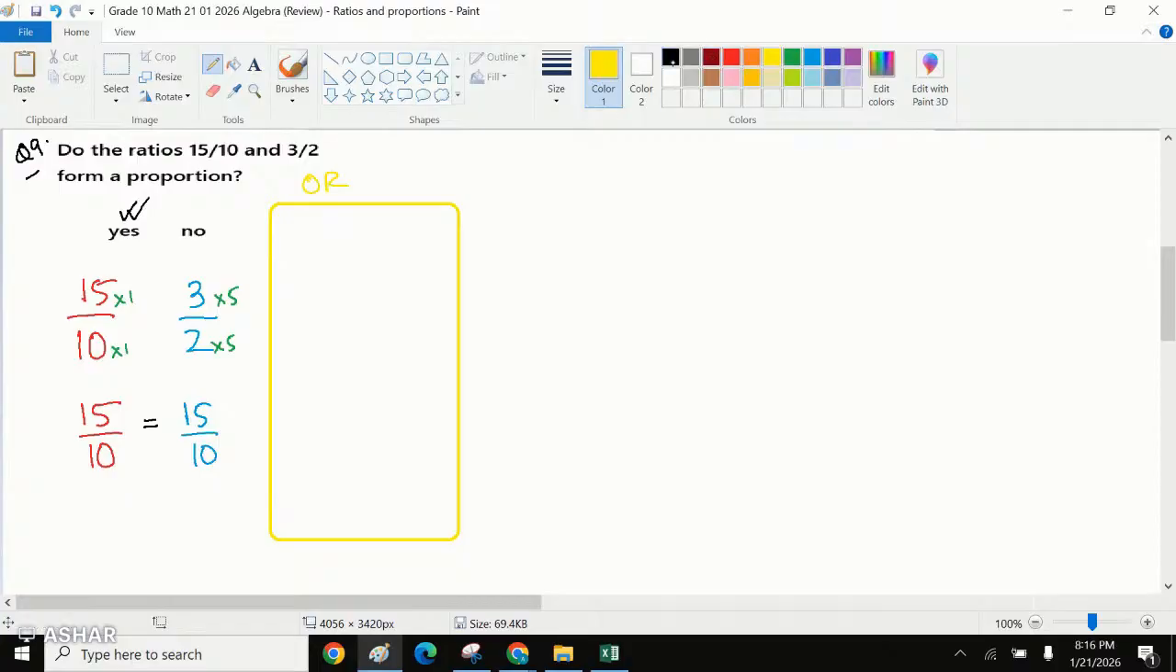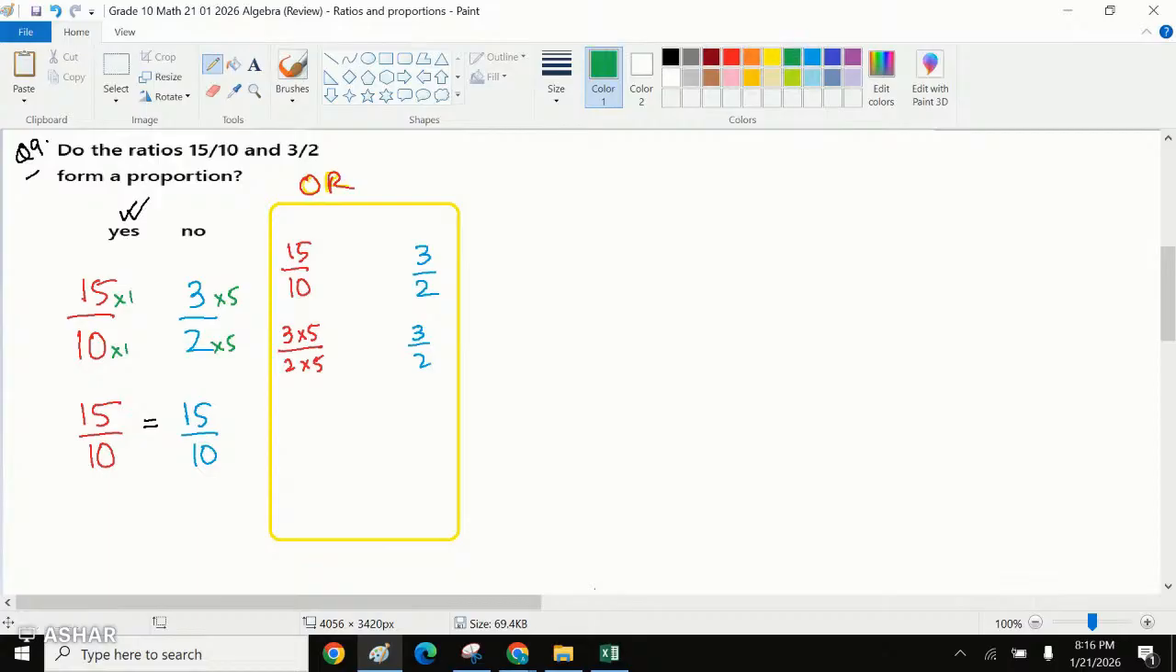If I would say the first number was given as 15 upon 10 and the second number was given as 3 over 2. Can 15 upon 10 be written as 3 multiplied by 5 and 2 multiplied by 5? Right? And this was 3 over 2.